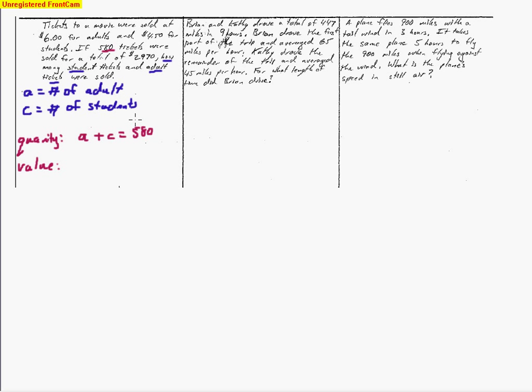Now the dollar amount comes in. That's the value. What we're going to do is take the value of an adult ticket. So let's look up here. It says that $6 was the cost of an adult ticket. So let's go $6 times the number of adult tickets plus, and now $4.50 for the student tickets. So 4.5 times the number of student tickets sold equals the total amount, right there, $2,970.